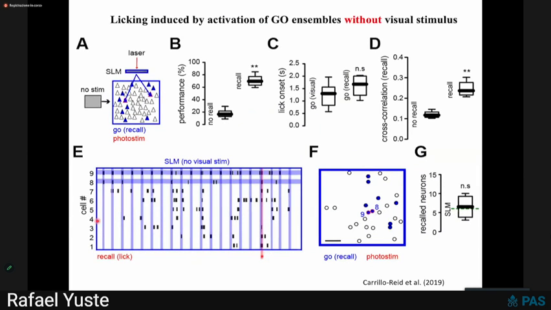And the result of this experiment is shown here. So in the bottom is a raster plot. Now we're only plotting the activity of these 9 neurons, which are these blue neurons that belong to this ensemble.